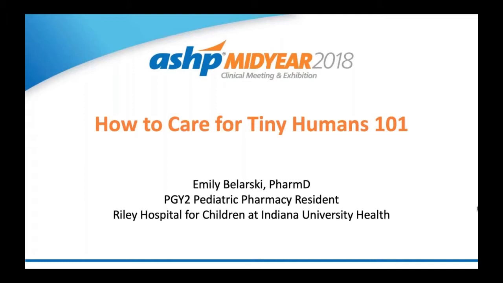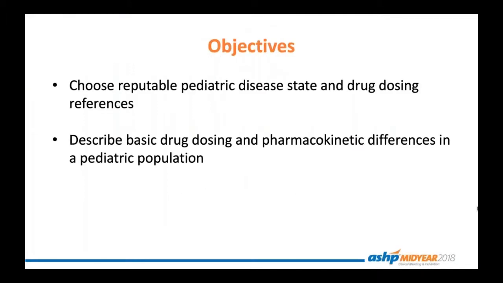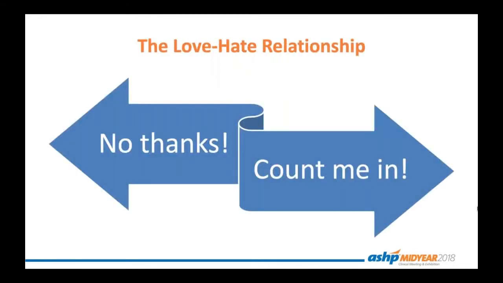And today we're going to be talking about how to care for our tiny humans and get the essentials you need for a pediatric rotation. By the end of today's presentation, you should be able to choose reputable pediatric disease state and drug dosing references for use on your pediatric rotation, and describe the basic drug dosing and pharmacokinetic differences within a pediatric population.